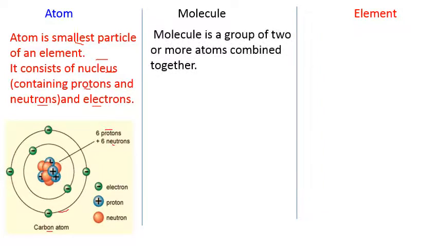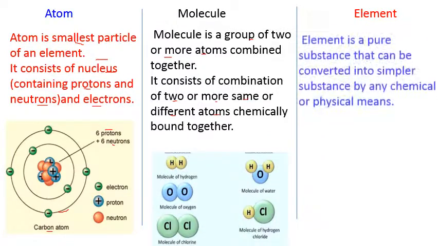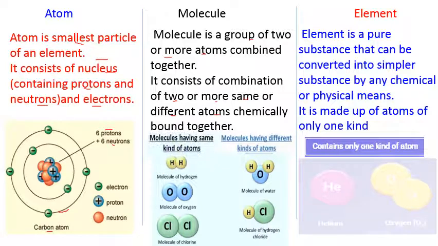Now molecule. A molecule is a group of 2 or more atoms combined together. It consists of a combination of 2 or more same or different atoms which are bonded chemically. These are some examples. Here the molecules have the same kind of atoms, that is H-H or O-O or Cl-Cl, meaning H2 or O2 or Cl2. These are molecules in which the same atoms are there, while this is the molecule of water, where different atoms are present, or this is HCl.